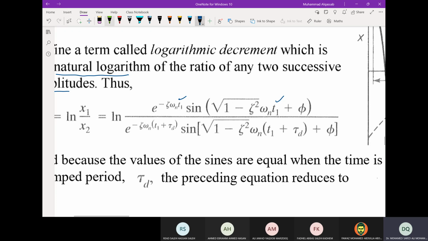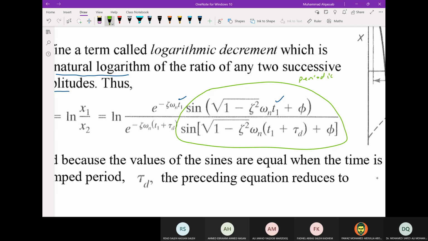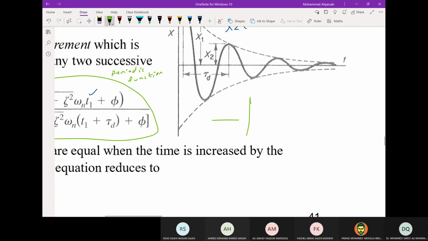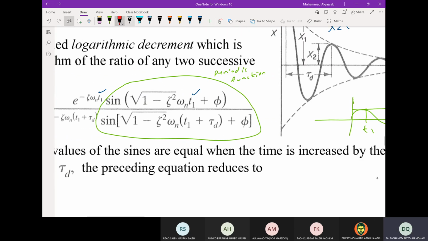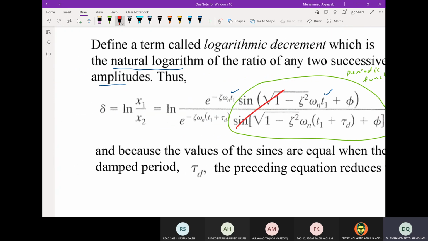Now the two sine terms will be the same at time t1 or at time t2, because they are separated by tau d, because sine is periodic. So sine at t1 is the same as sine at t2, the same amplitude. So you can cancel those two. They cancel each other. The remaining will be only the exponential terms.